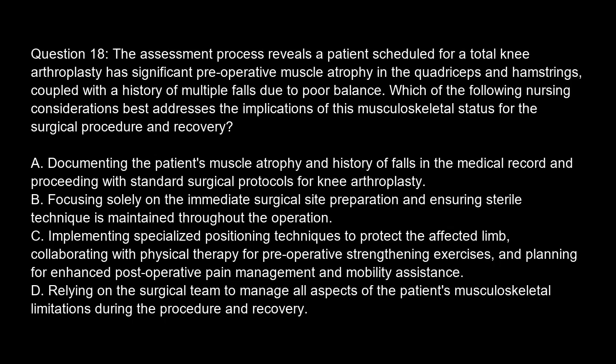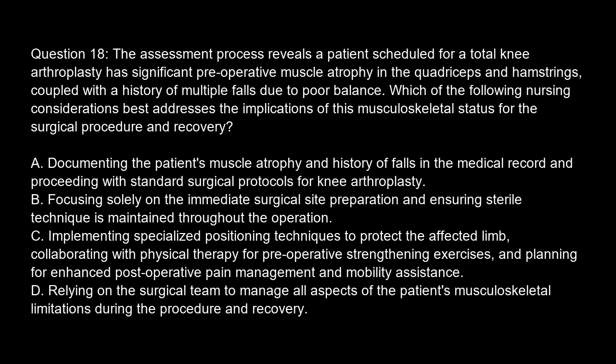Question 18. The assessment process reveals a patient scheduled for a total knee arthroplasty has significant preoperative muscle atrophy in the quadriceps and hamstrings, coupled with a history of multiple falls due to poor balance. Which of the following nursing considerations best addresses the implications of this musculoskeletal status for the surgical procedure and recovery? Option A. Documenting the patient's muscle atrophy and history of falls in the medical record and proceeding with standard surgical protocols for knee arthroplasty. Option B.